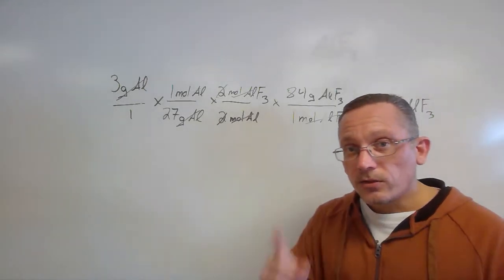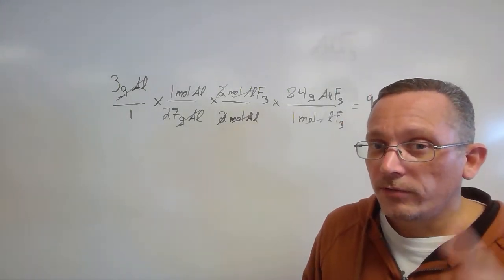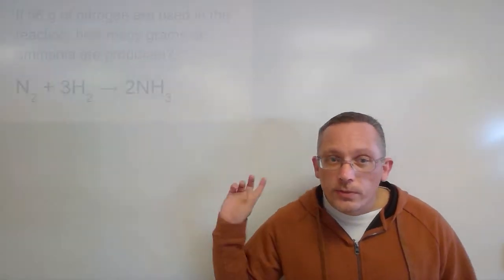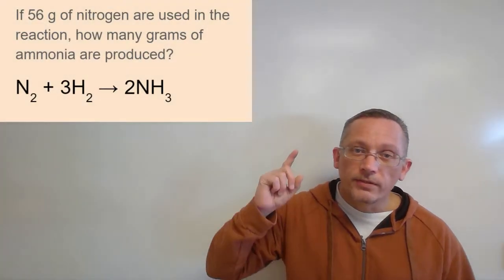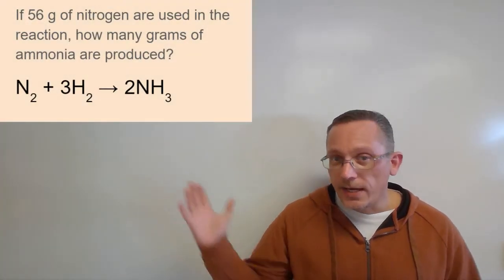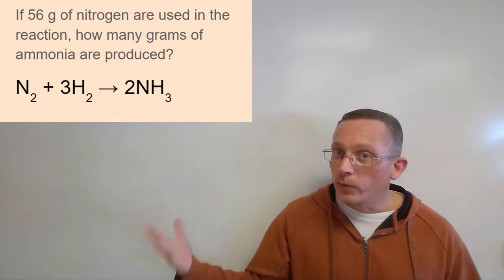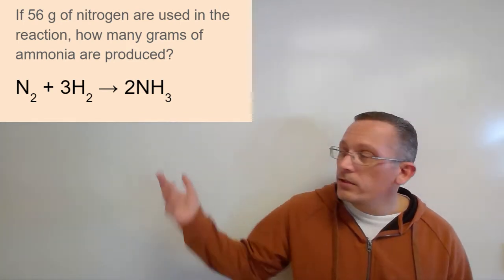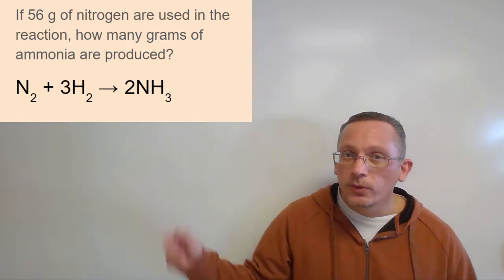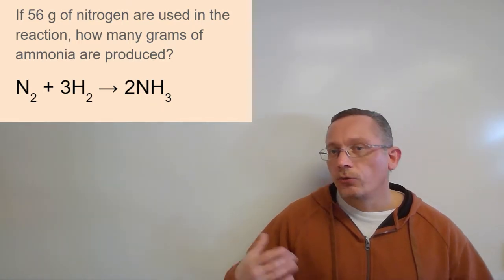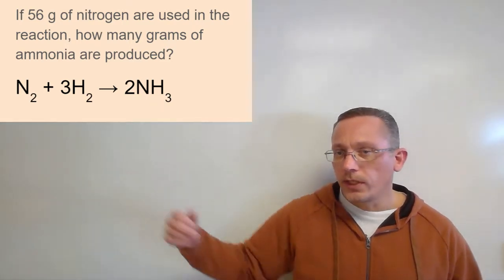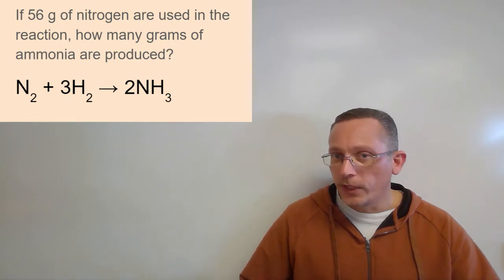So let's look at another example of a grams to grams problem. Okay, last example in the video here. This one says if 56 grams of nitrogen are used in the reaction, how many grams of ammonia are produced? And you can see the chemical reaction there. It says N2 plus 3H2 react to form 2NH3. That NH3 is the ammonia.